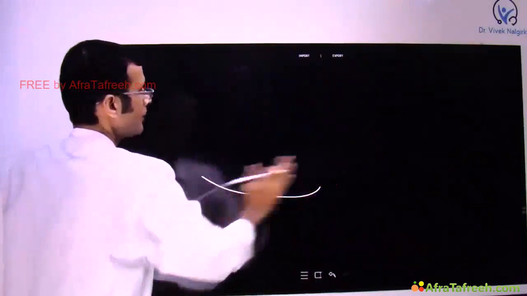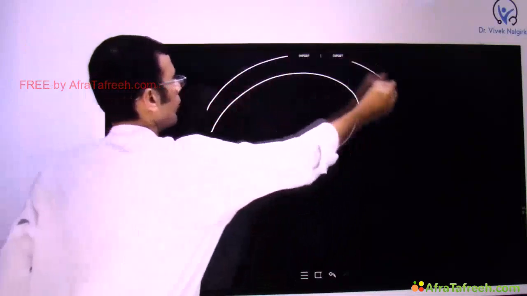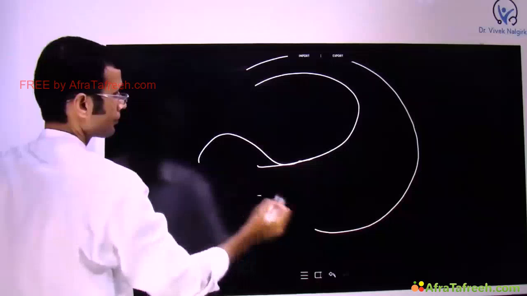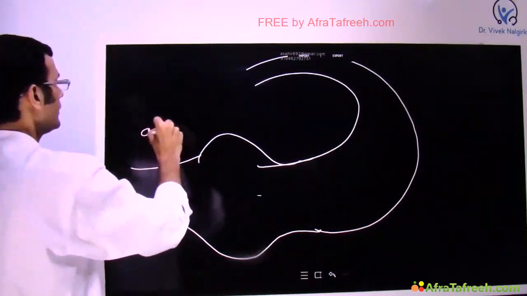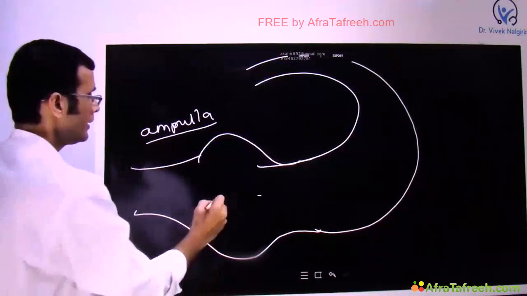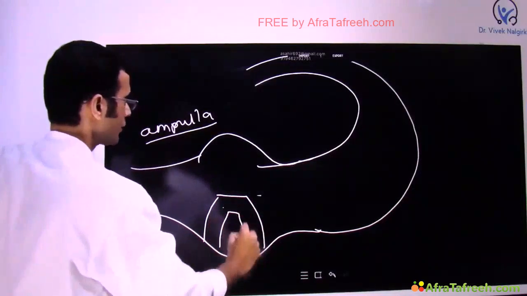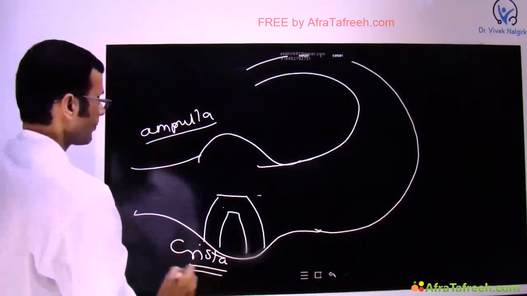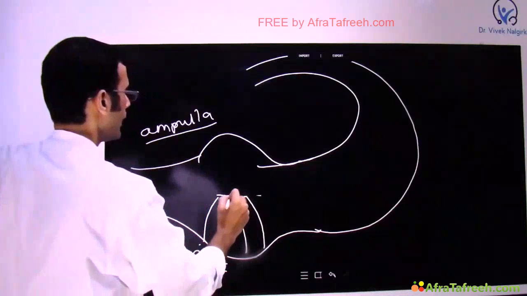If you look at the semicircular canals, one end of each canal is dilated. This dilated end is called the ampulla. Inside the ampulla, there is a crest-like elevation called the crista ampullaris, and within the crista ampullaris, there are hair cells.